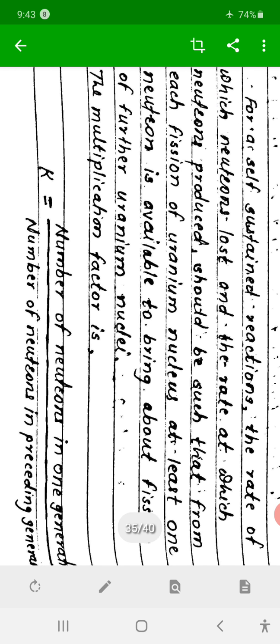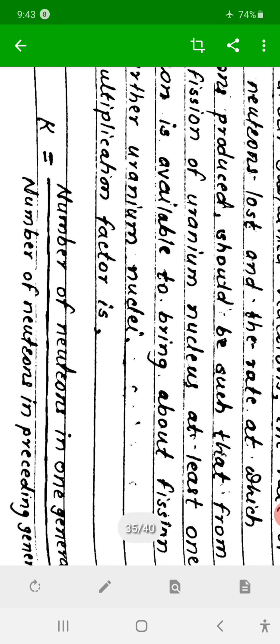If this multiplication factor K is equal to or greater than 1: if K equals 1, the neutrons in one generation and the previous generation are equal. If K is greater than 1, the number of neutrons in one generation is more than in the previous generation, and in such a situation the nuclear reaction will be self-sustaining.